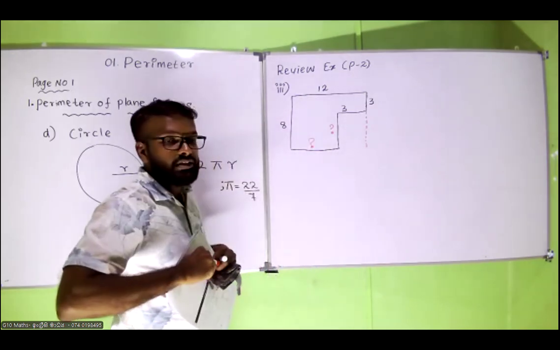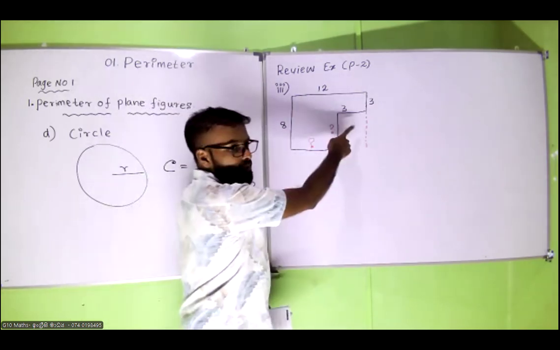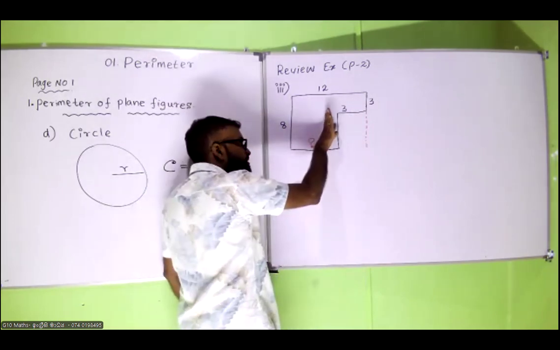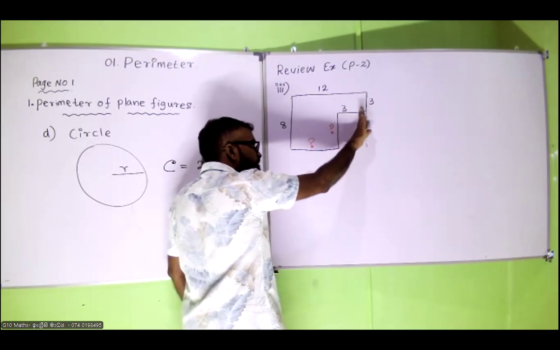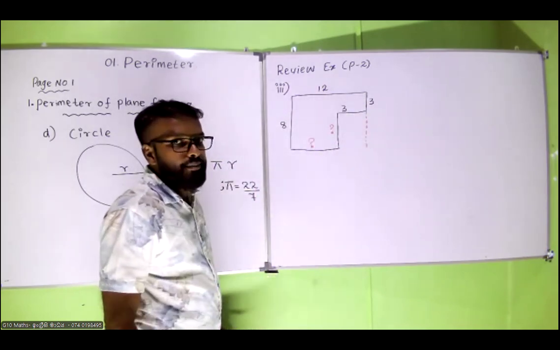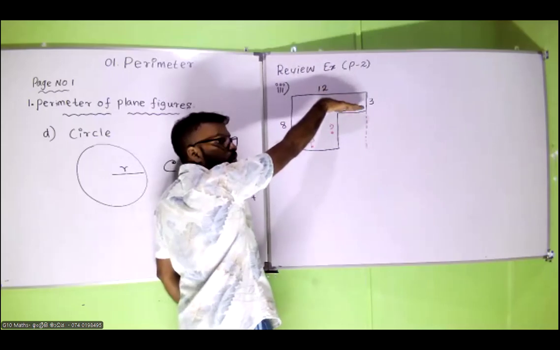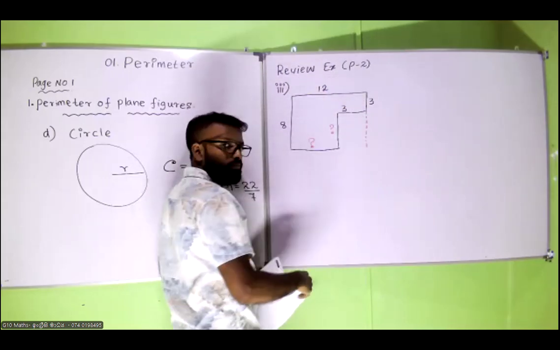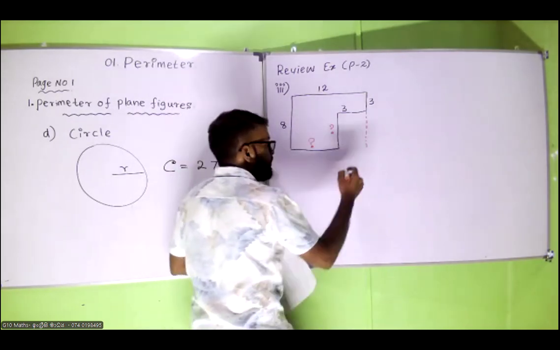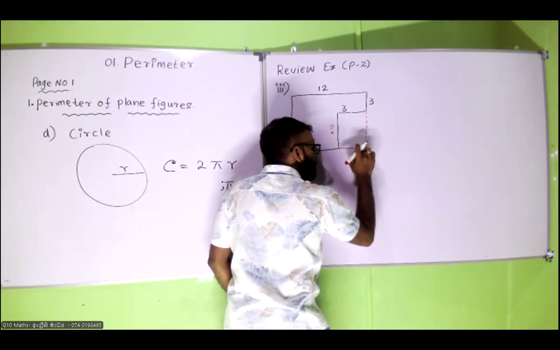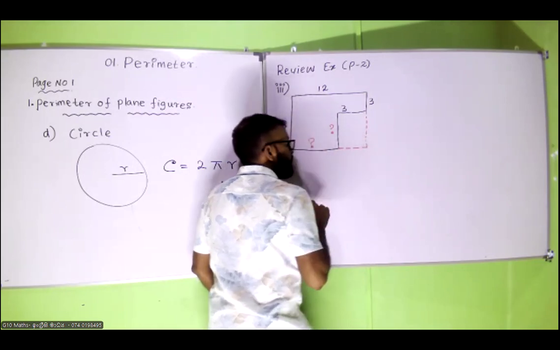Now I will say this is a dash line. Here you have a dash line now, because I have shifted this vertical length to this side. This horizontal length, I will push it down here.